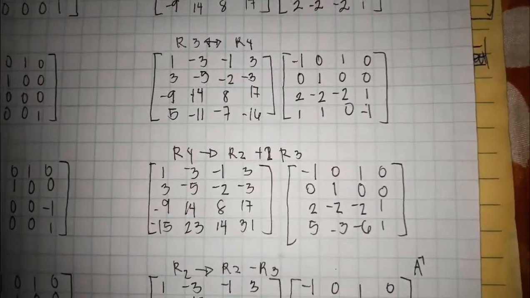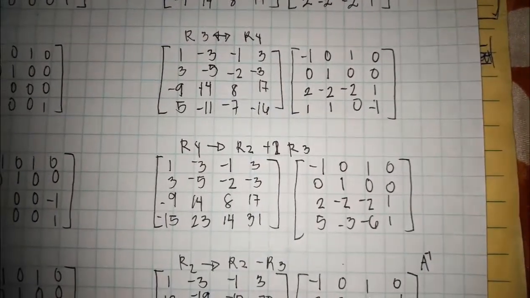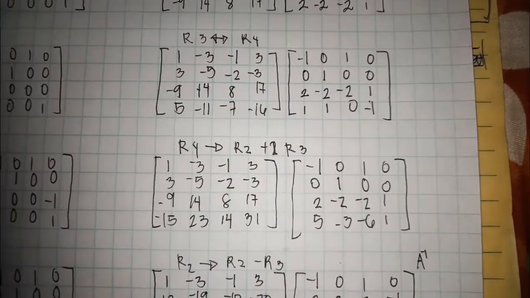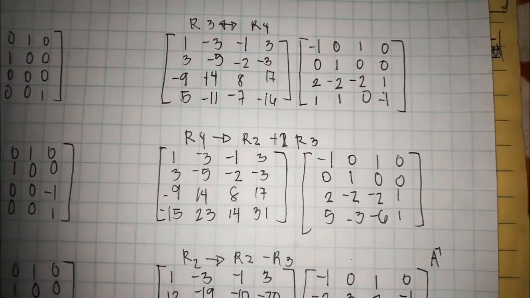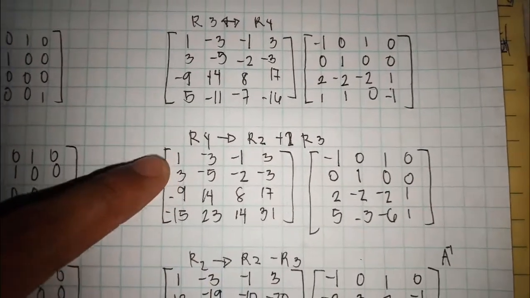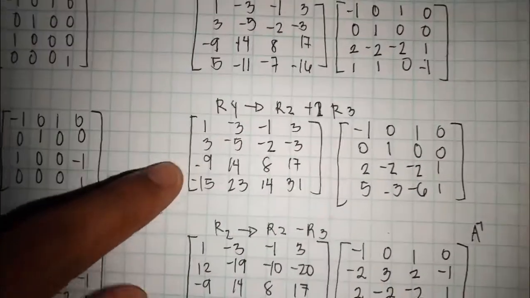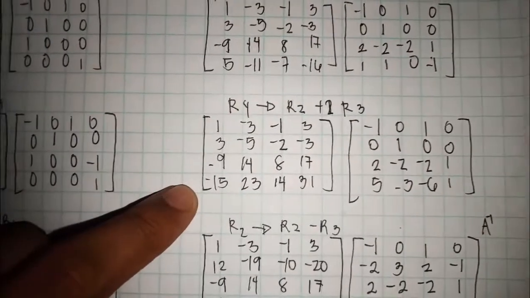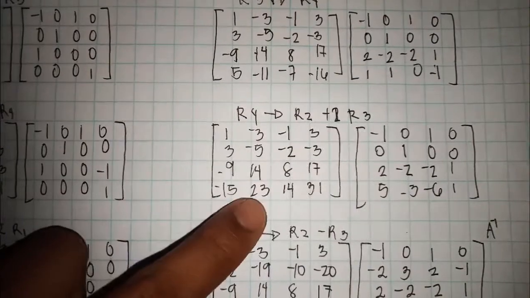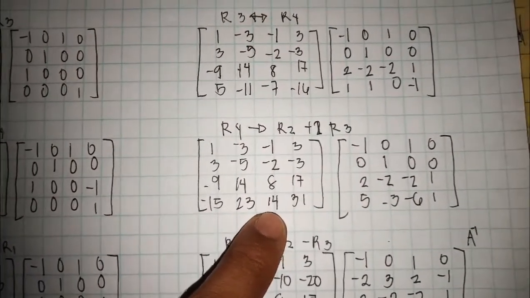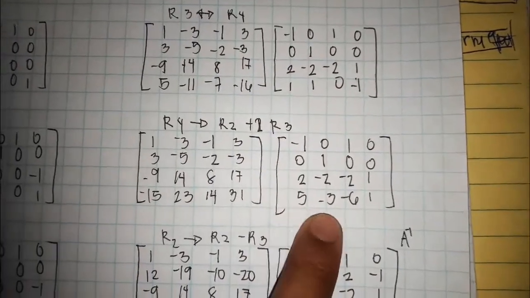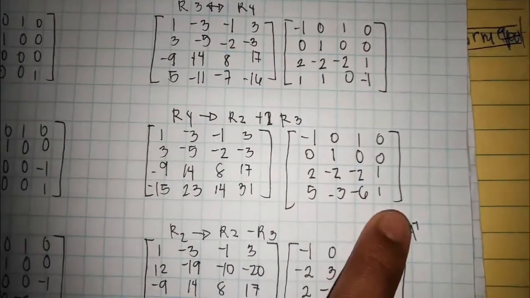After that, we have row 4 again. So, to get row 4, we have R4 plus 2 times R3. So we need to list down the R1, R2, and R3. So we get in the R4 negative 15, 23, 14, and 31. On the other side, we get 5, negative 3, negative 6, and 1.